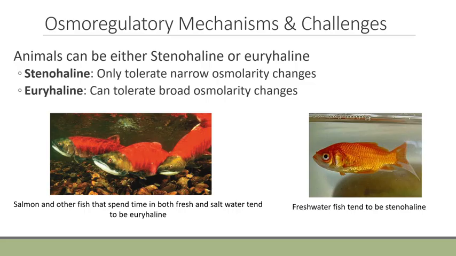Something that is really non-tolerant, a really good example of that, tends to be a lot of freshwater fish. Something like your goldfish tends to not be able to handle a salty environment. You cannot plop that goldfish into your seawater tank and expect it to do super well.